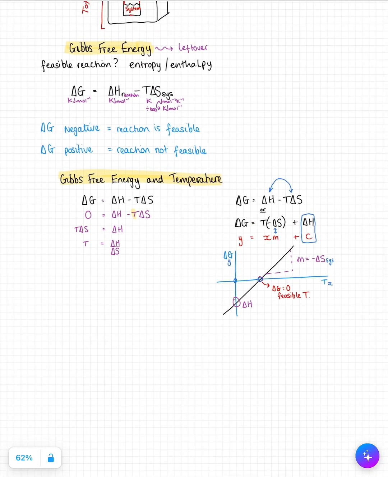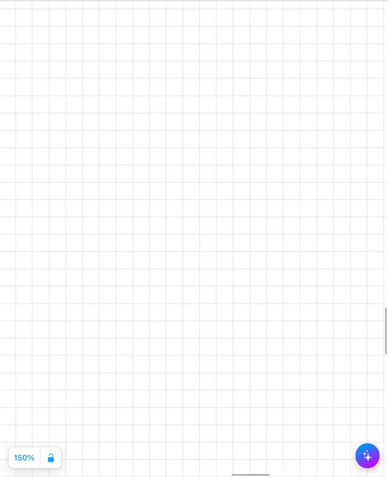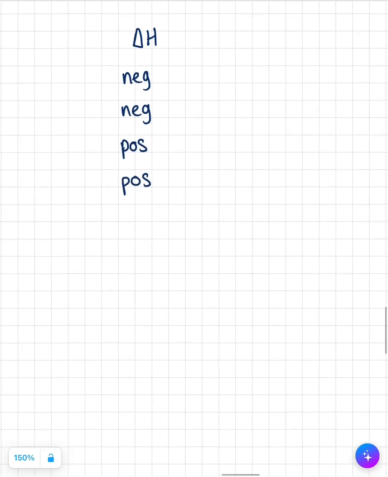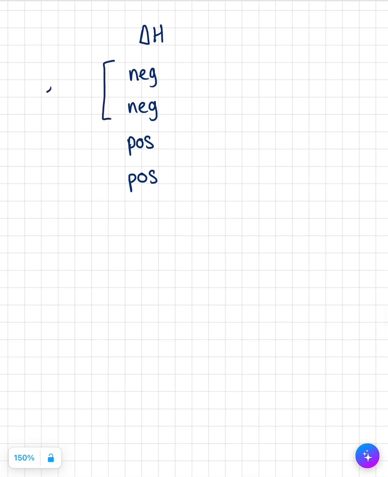So let's look at some typical reactions to determine whether they are feasible or not. So we have our enthalpy change. We're going to look whether our enthalpy change is negative or whether our enthalpy change is positive. So when our enthalpy change is negative, we have ourselves an exothermic reaction. When our enthalpy change is positive, we have an endothermic reaction.